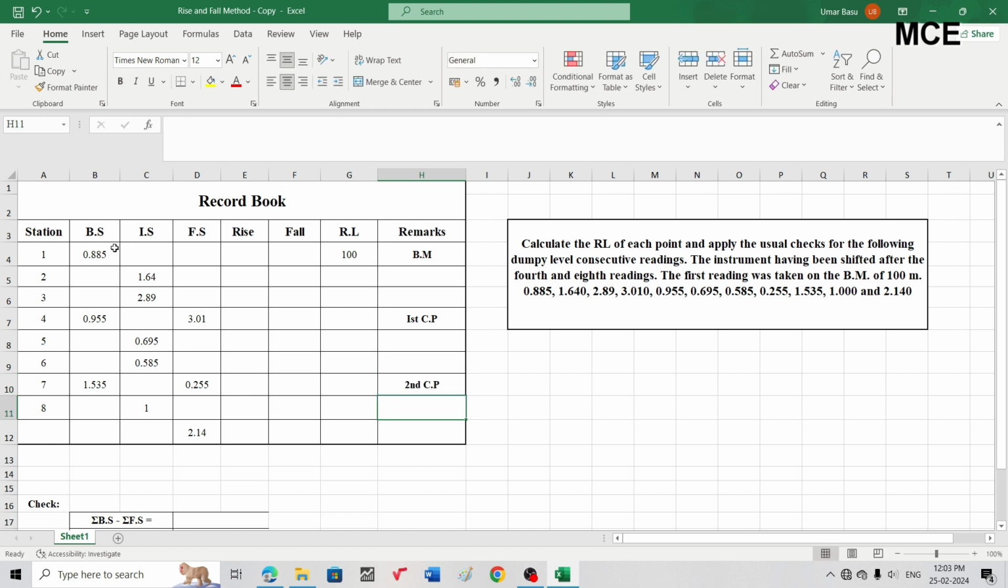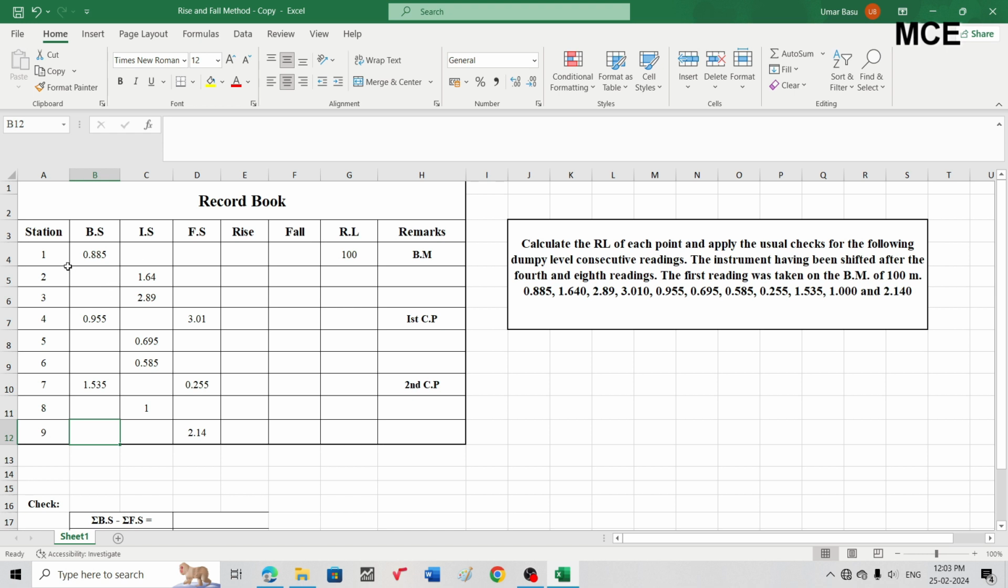So this is how we will write the readings in the back side, intermediate side, and foreside column. Next is that we have to find the reduced level of each station. Okay, this is station number 9. Always remember, if the next reading is higher than the previous reading, it means the ground is falling. Whenever the ground falls, we will get a higher staff reading.